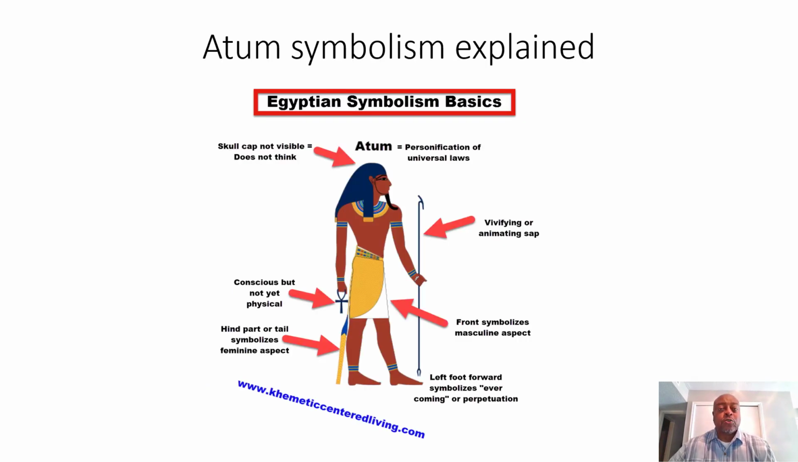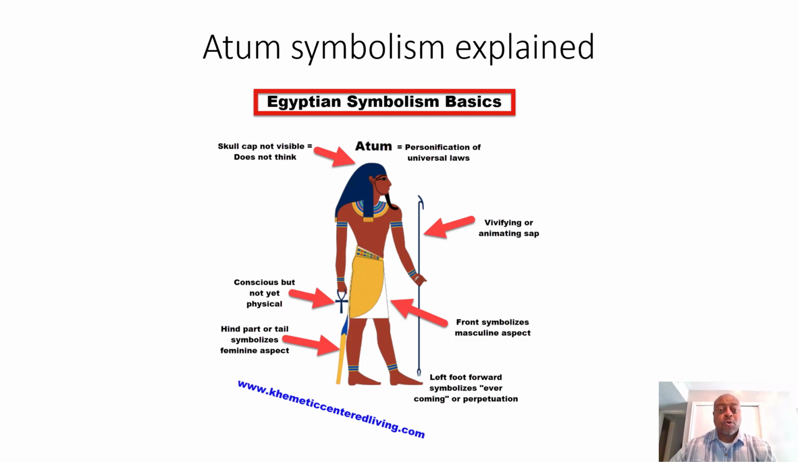So just real quick, just go over some of the symbolism of Atum as a netter. Again, it was the personification of universal laws. So notice on Atum's head, it's covered. So usually the skull cap is not visible. And this is the ancients basically saying that a mathematical law doesn't think. It doesn't have favorites or anything like that, like we've been taught in Christianity. So the staff that's in Atum's hand is representative of the vivifying sap that basically animates anything in the universe, okay?